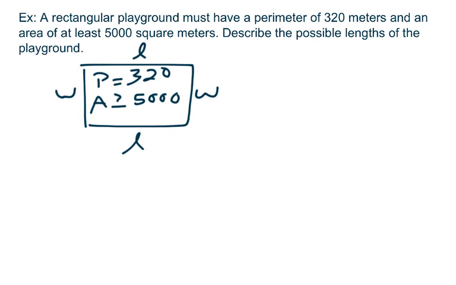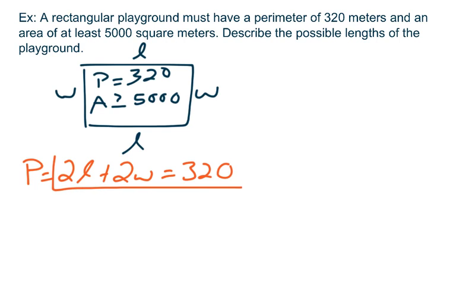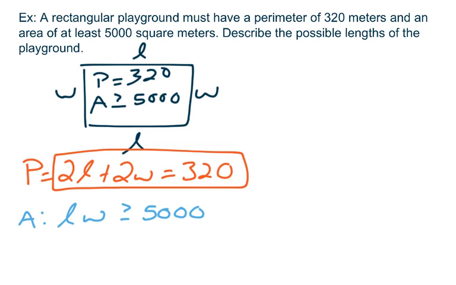All right, the perimeter means the distance around. We add up all the sides. So we have two lengths, 2L plus two widths, and that is equal to 320, so we'll keep this in mind. The area, let me switch to a different color here, we'll use blue. The area is length times width, and it has to be greater than or equal to 5,000. So we kind of have a nonlinear system here, a system of an equation and an inequality, and let's see if we can knock this out.